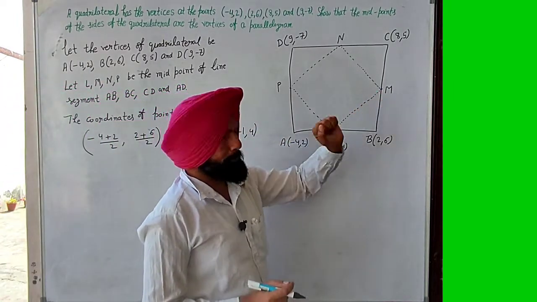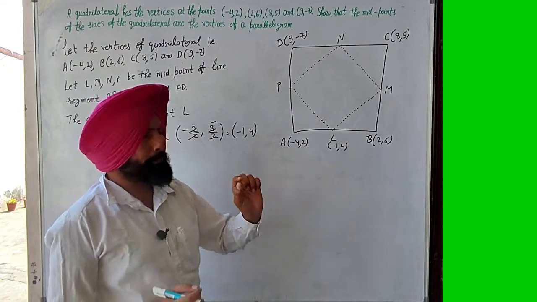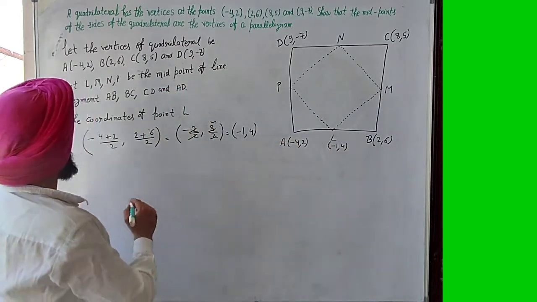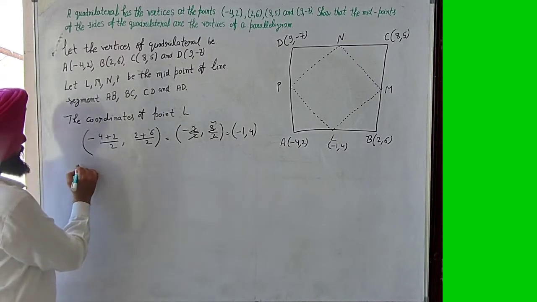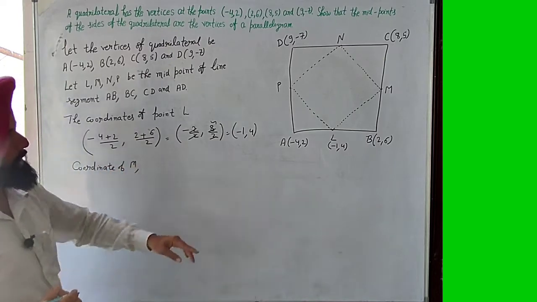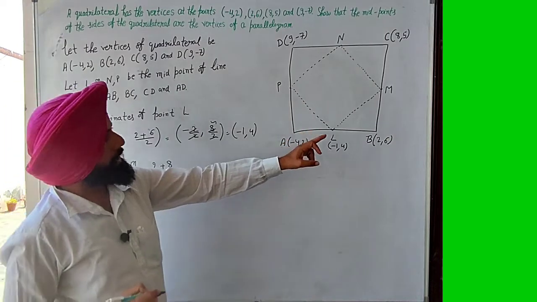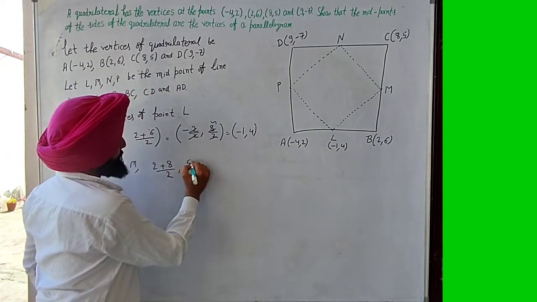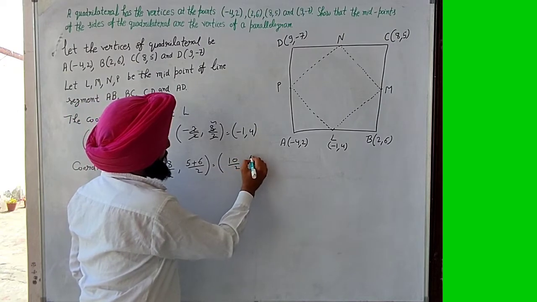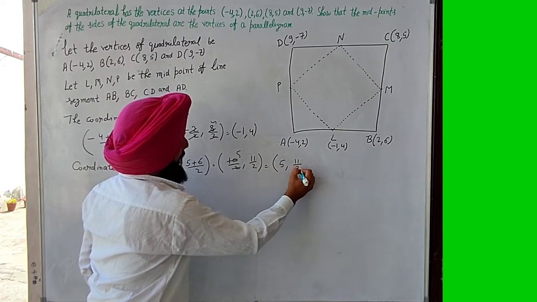Similarly coordinates of M. Here we applied the midpoint formula. The midpoint formula I have already taught you previously. Now coordinates of M: (2 plus 8) over 2 and (5 plus 6) over 2. It becomes 10 over 2, 11 over 2. 2 fives are 10, means 5, and 11 over 2.